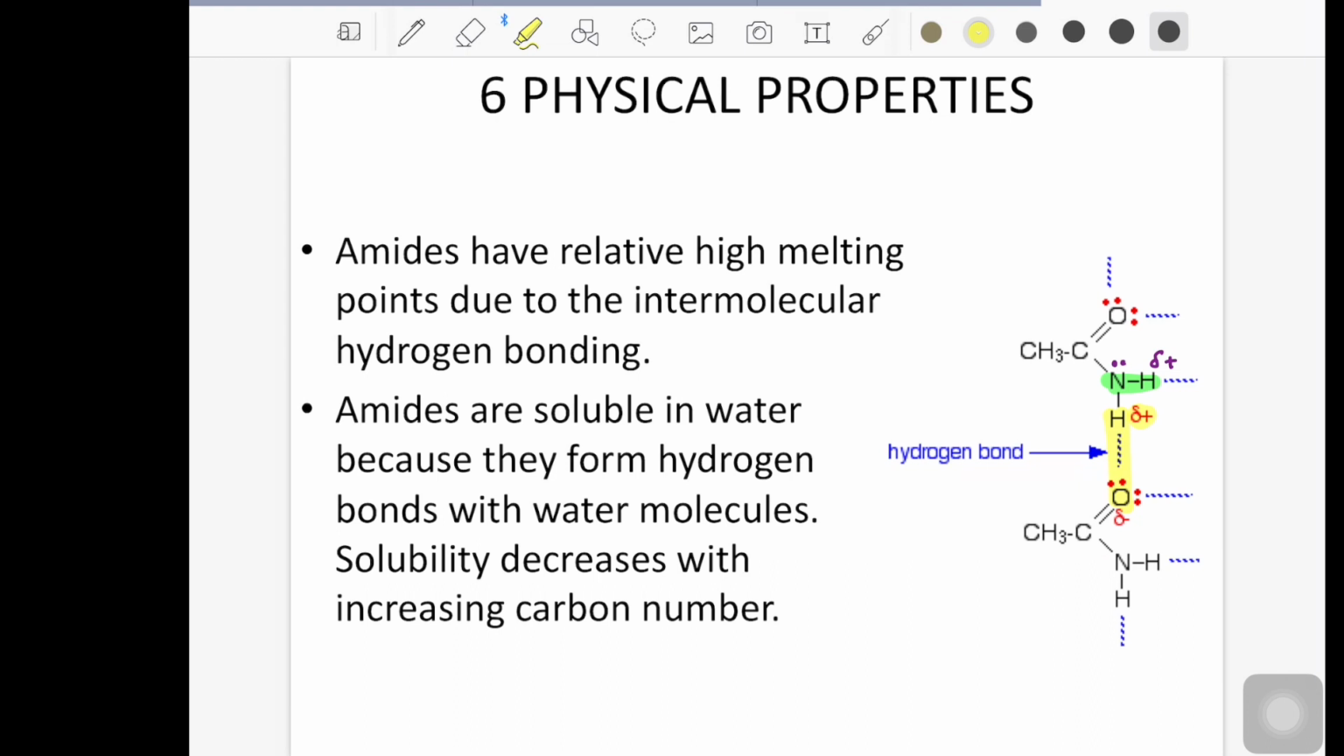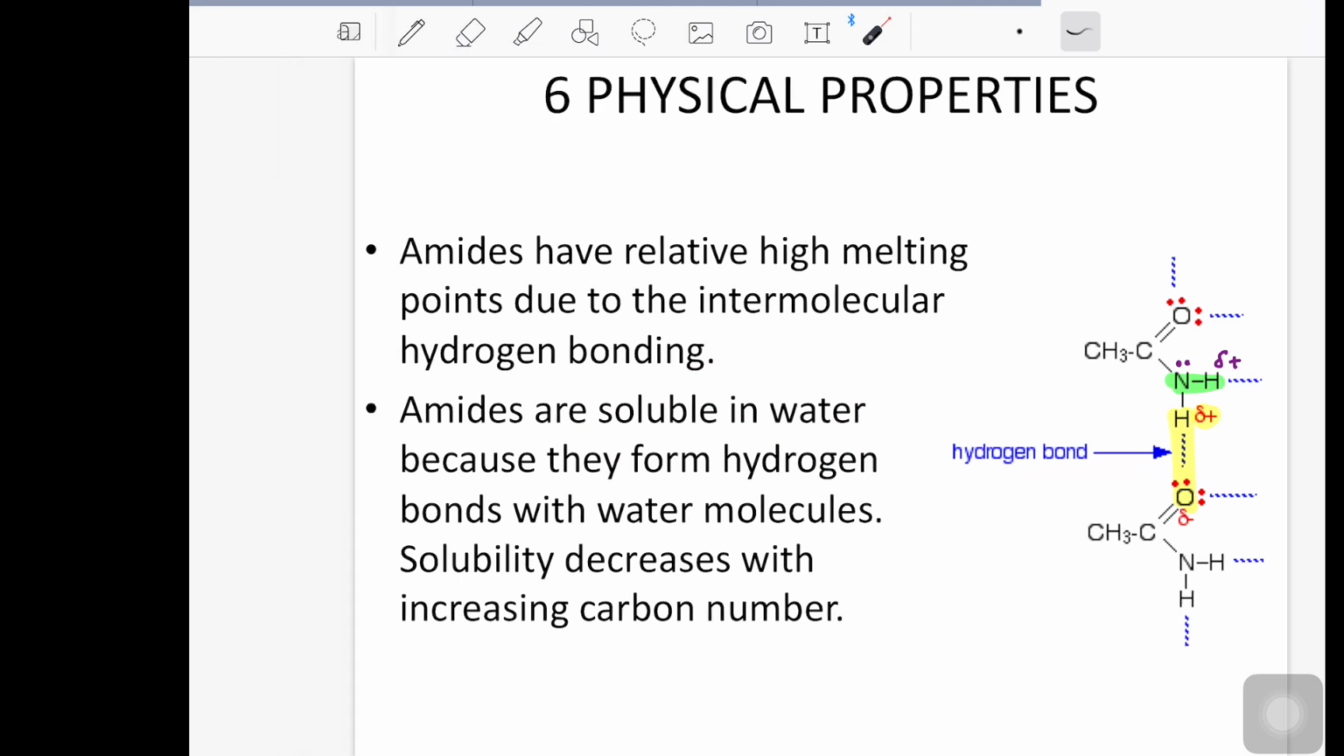Be reminded that the hydrogen on the carbon, CH3, is not polarized. It doesn't have a slightly positive charge, therefore it will not be attracted to the lone pair on oxygen. Now, amides can form hydrogen bonding between one molecule of amide and another molecule of amide. That means it can also form hydrogen bonding with water. When it can form hydrogen bonds with water, we say that it is soluble in water. However, the solubility decreases with increasing carbon number.